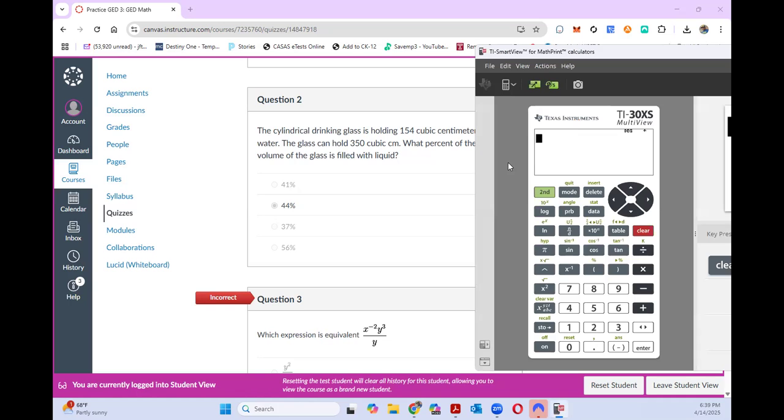So to find a percent is part over whole. You should have gone 154 over 350. I did that one, and I did change that to a percentage. 44%. Okay, that's what I said it was. I know, but I want to make sure as you go over it.